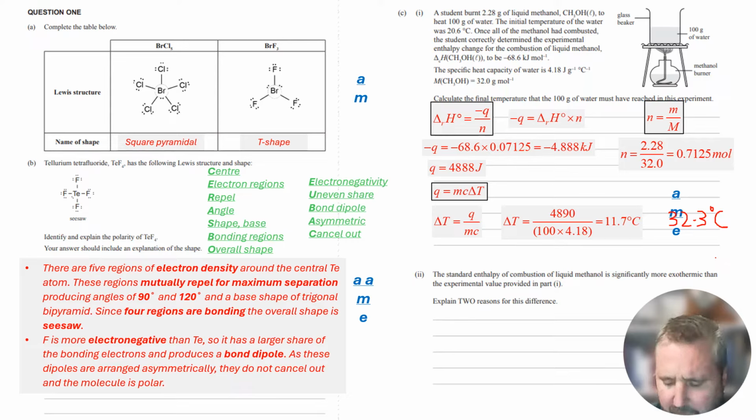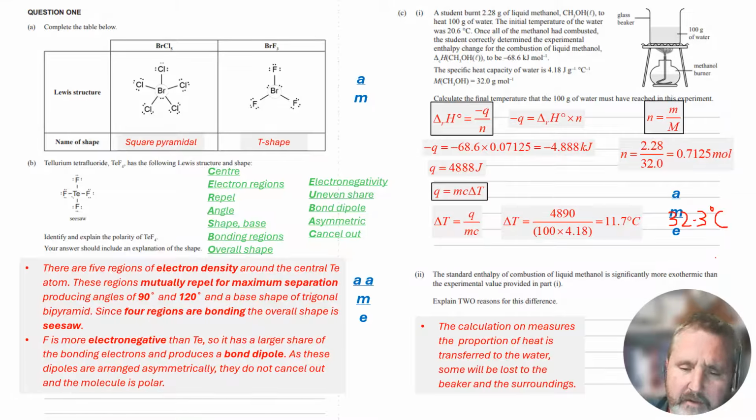Okay, so the next point is, why is the standard enthalpy of combustion of methanol significantly more exothermic than the experimental value provided? That is not the correct answer. What are the 2 reasons for this difference? They asked for 2 reasons, but they really only need 1 reason, and they give you the answer here if you give 1 good reason and explain your reasoning.